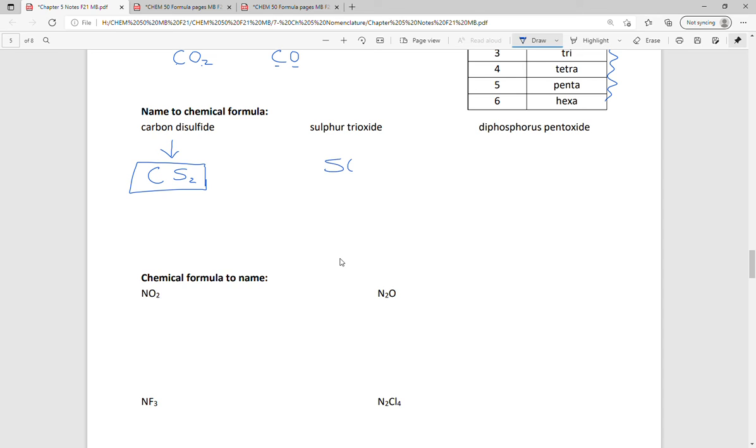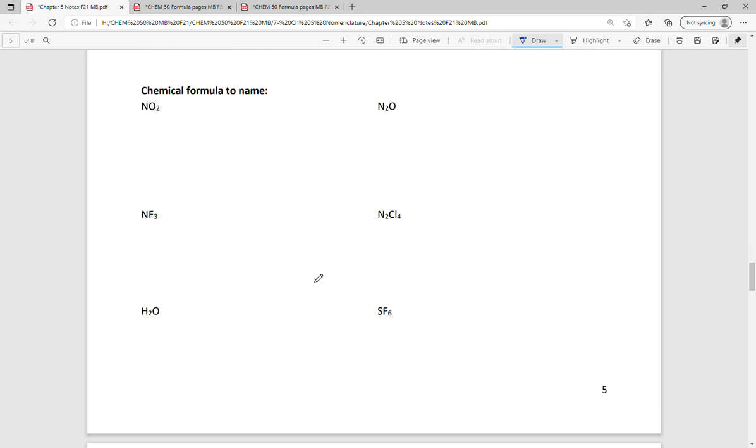So sulfur trioxide, there's the formula. Diphosphorus, this is the first one that's more than 1. So these ones didn't have the mono on them. So diphosphorus pentoxide. And you drop the A's if your last one starts with a vowel. Usually you do a few of these and then they just start to sound weird, but there are a set of rules or conventions behind them.